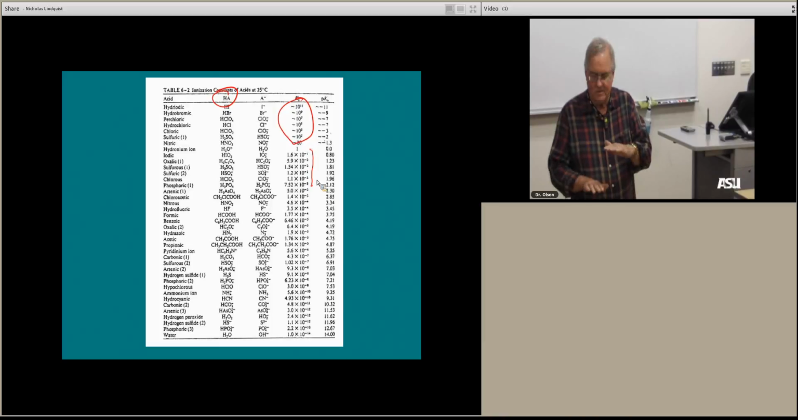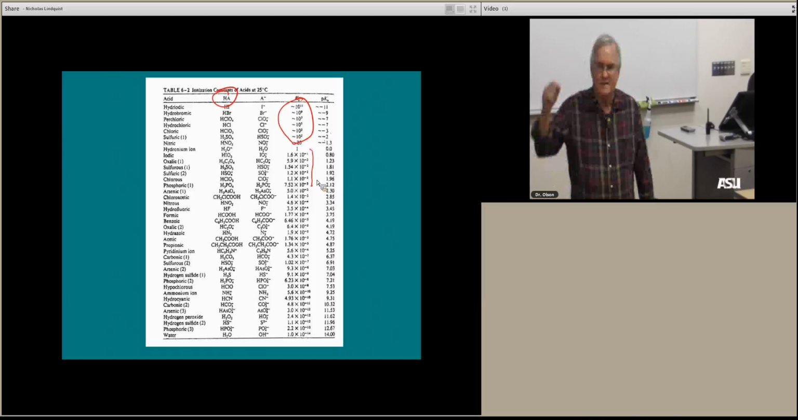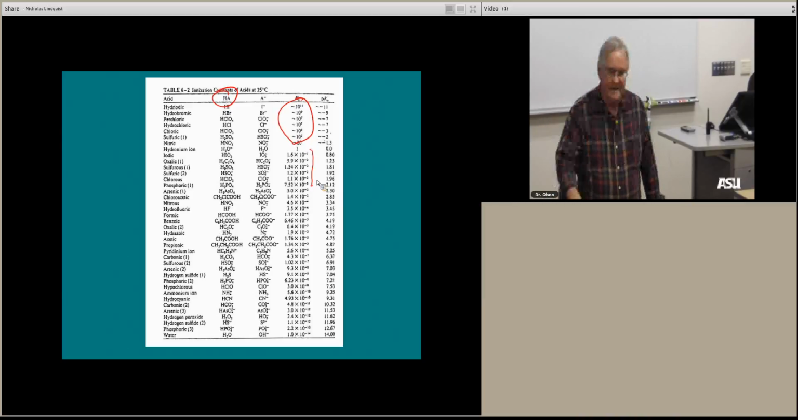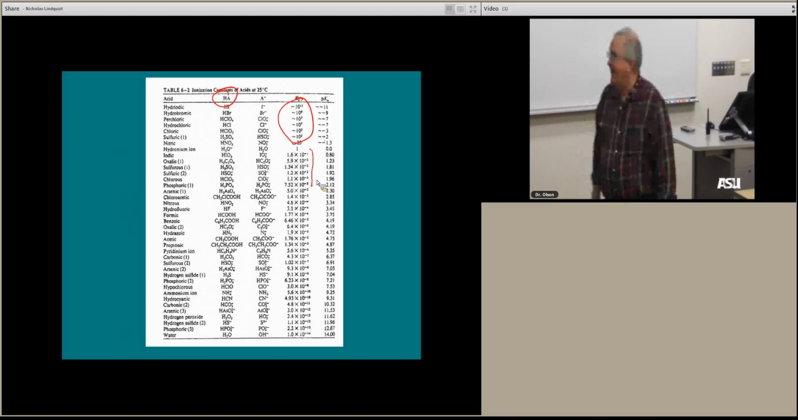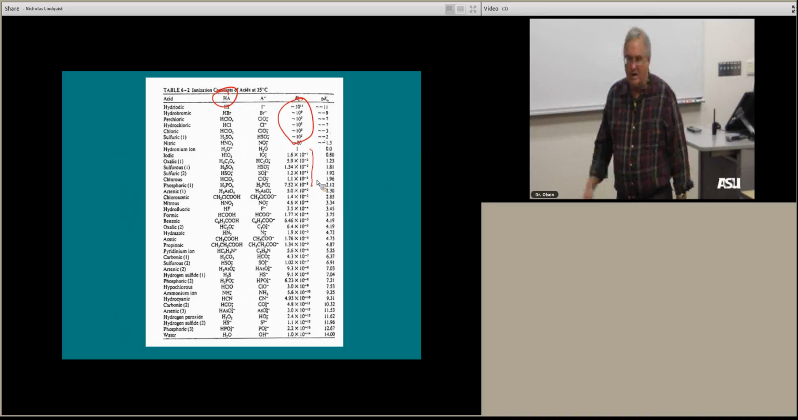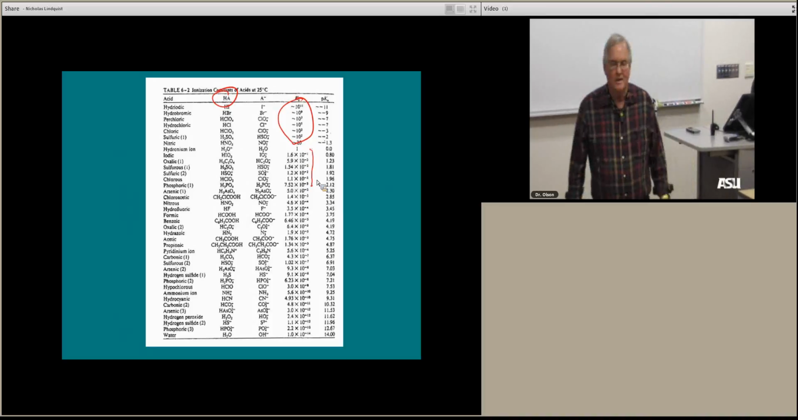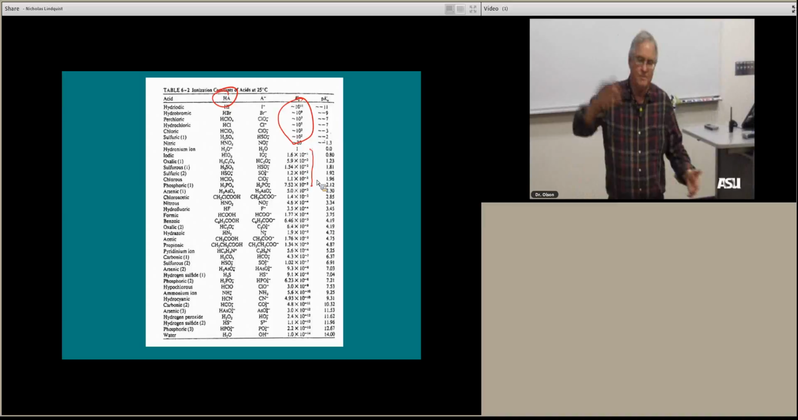So that means there's going to be more reactant at equilibrium than there is product. And the smaller that number is, the less product you're going to get. So this table is decreasing acid strength. As you go from top to bottom, the acid strength is getting smaller. So if I ask you which is the stronger acid, all you have to do is look at this table. The stronger acids are going to be on top and the weaker acids are going to be on the bottom.